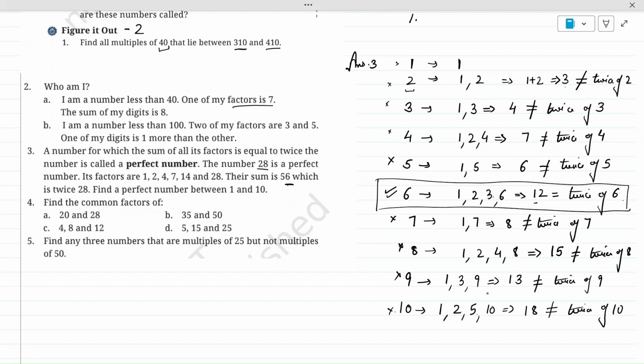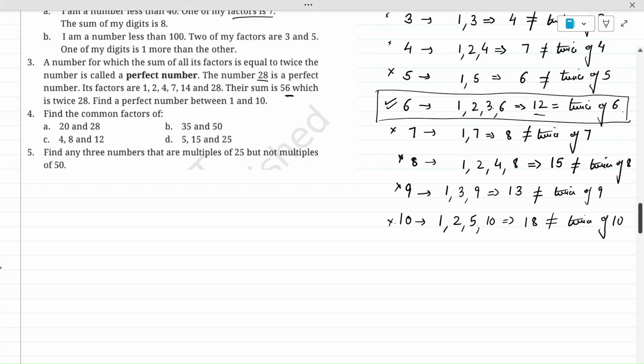Okay, easy. So I hope you have understood what we have done. First of all, we have found out the factors and we have added the factors. The condition for a perfect number is that the sum of the factors should be equal to twice of the given number, which is not true in any of the cases except 6, because in the case of 6 we have got the sum as 12, which is equal to twice of the given number 6. Okay, so this is done, and now let's go to question number 4.